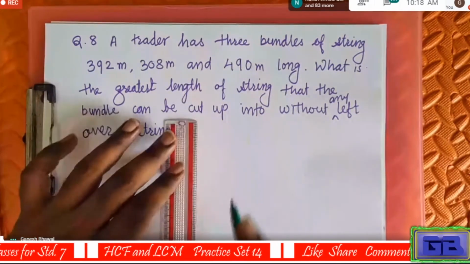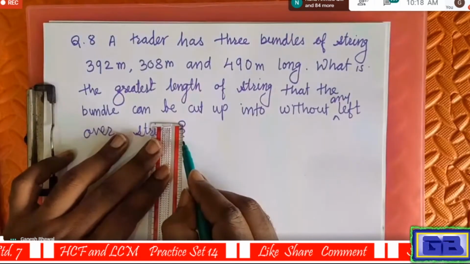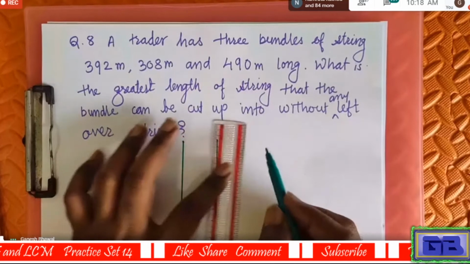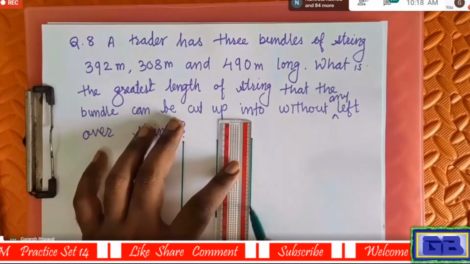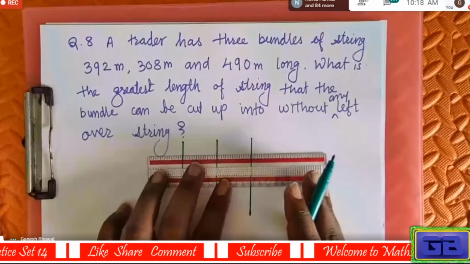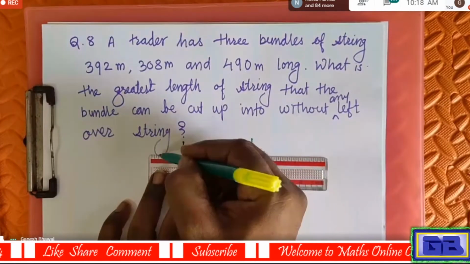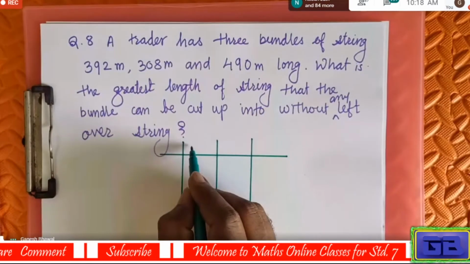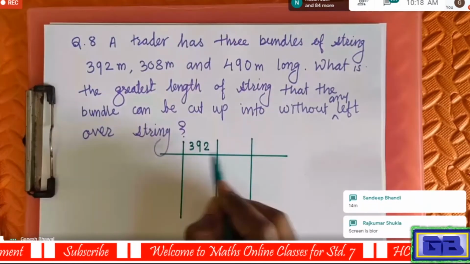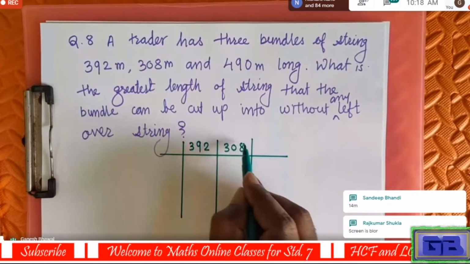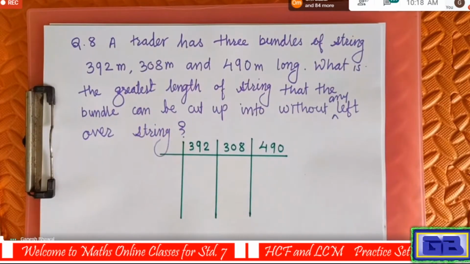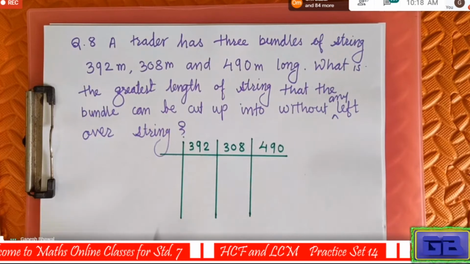To find this answer, we need to find the HCF of all these 3 numbers. So we need to find the factors of these 3 numbers: 392, 308, 490. I will start with 2.